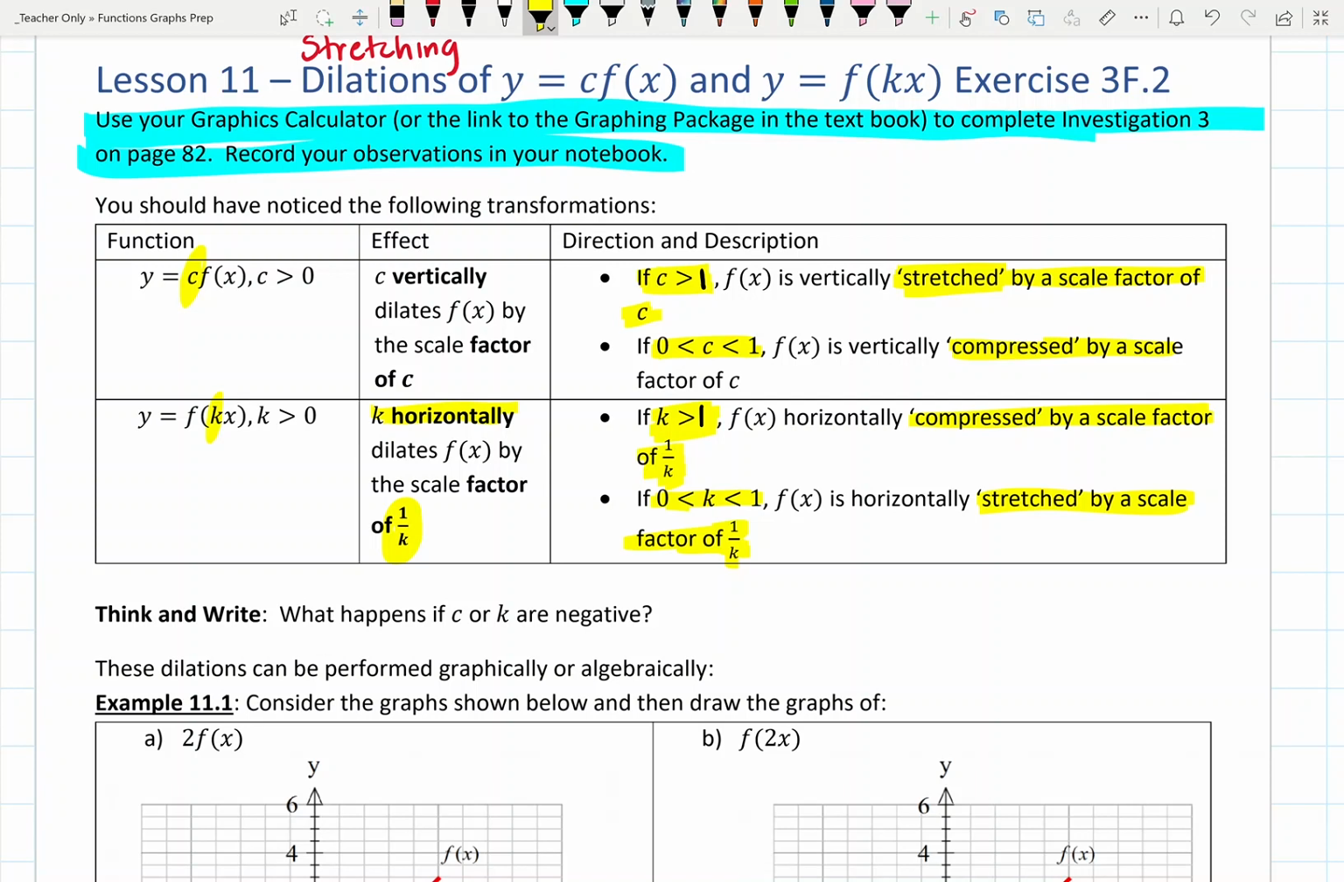Something for you to have a think about and to jot down in your notebooks is what happens if c or k are negative. In the next video, I'll mention what happens when c or k are negative, and we'll have a look at what c and k actually do on the graph.